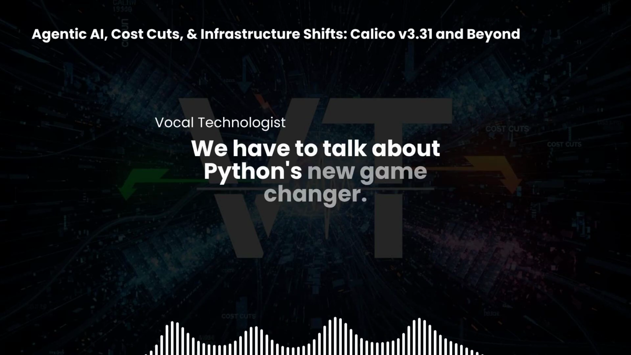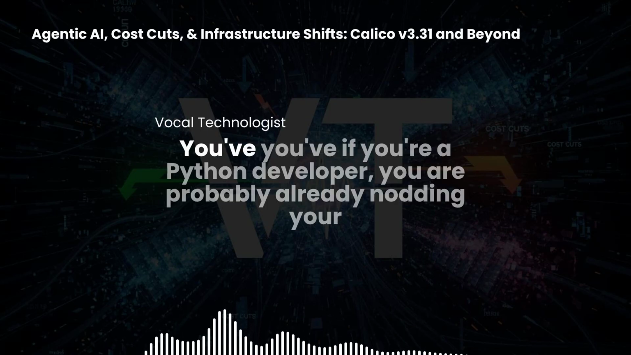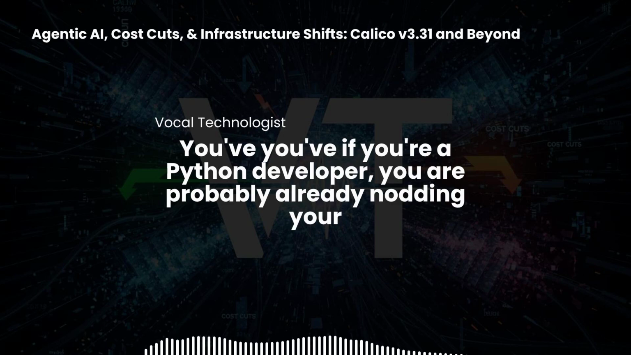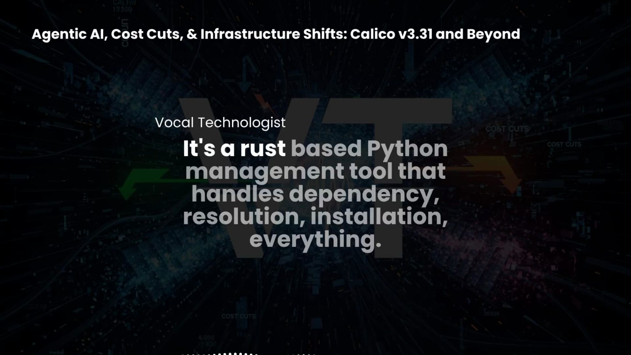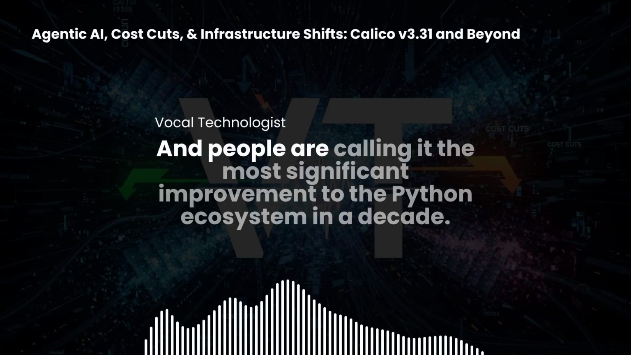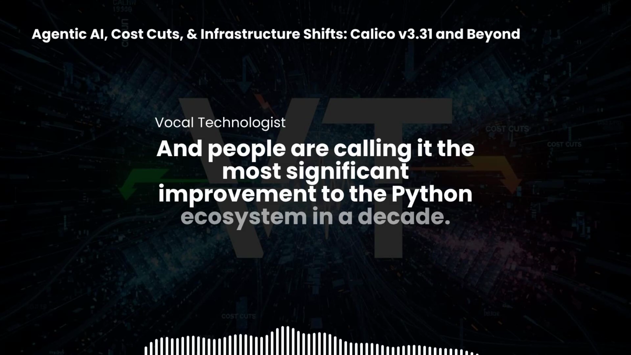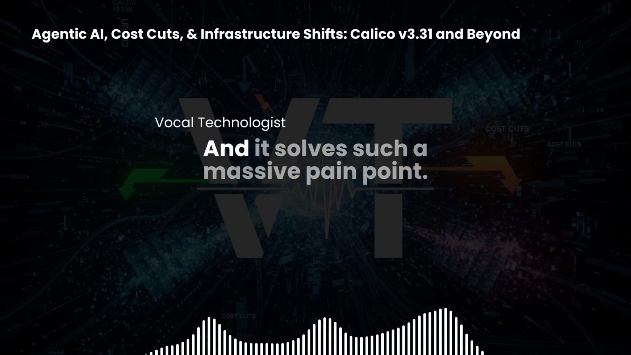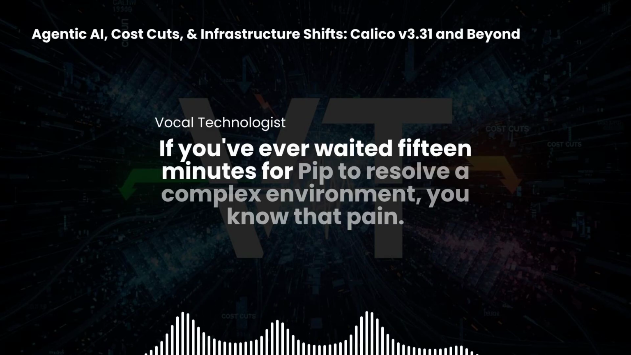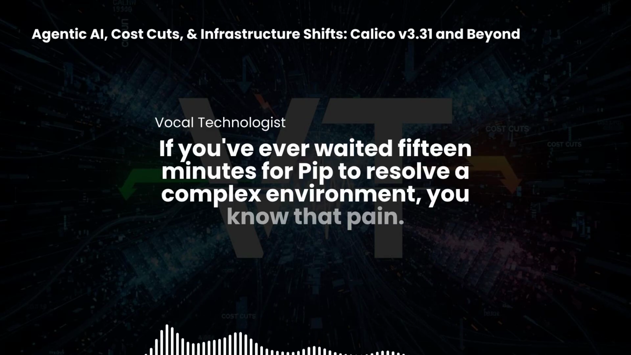We have to talk about Python's new game changer, uv. UV. If you're a Python developer, you are probably already nodding your head right now. I definitely am. It's a Rust-based Python management tool that handles dependency resolution, installation, everything. And people are calling it the most significant improvement to the Python ecosystem in a decade. And it solves such a massive pain point. If you've ever waited 15 minutes for pip to resolve a complex environment, you know that pain.